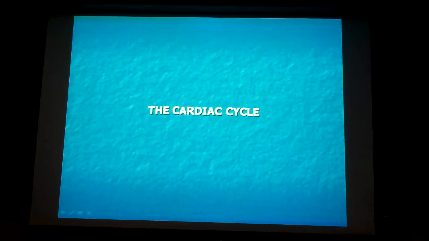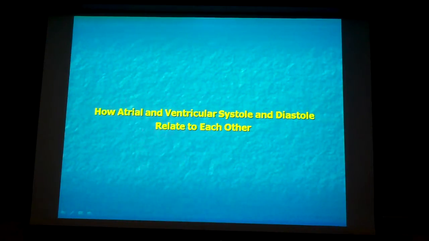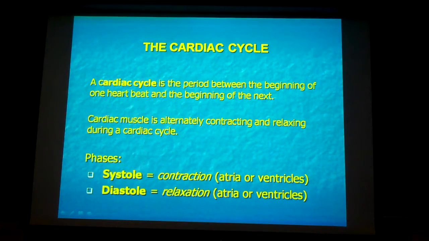The cardiac cycle is really just a term for a heartbeat. In other words, a cardiac cycle covers what happens from one heartbeat to the next. So cardiac muscle is alternately contracting and relaxing in one cardiac cycle.